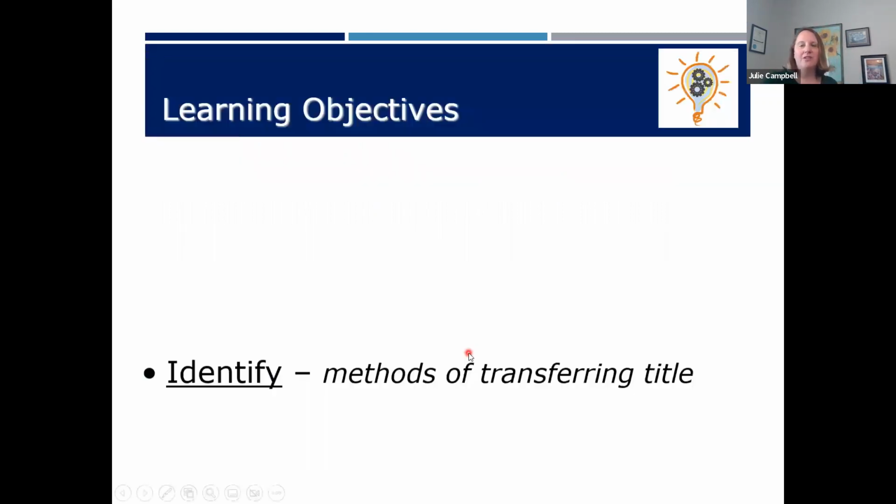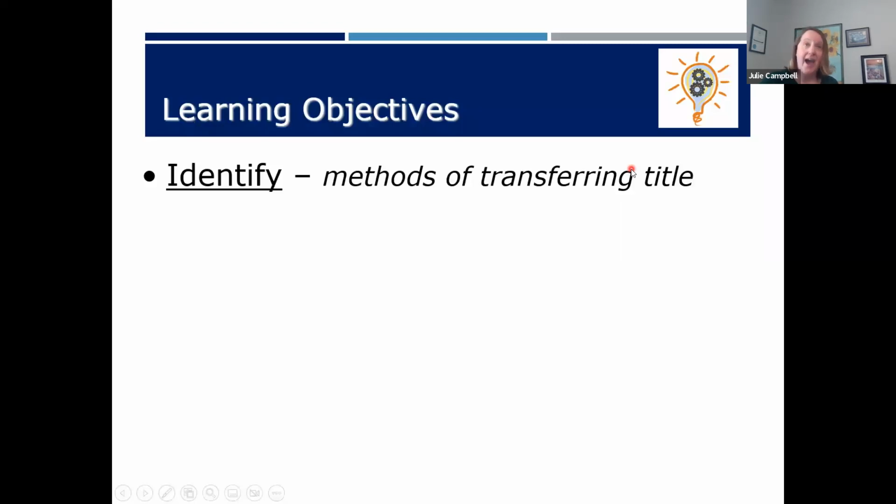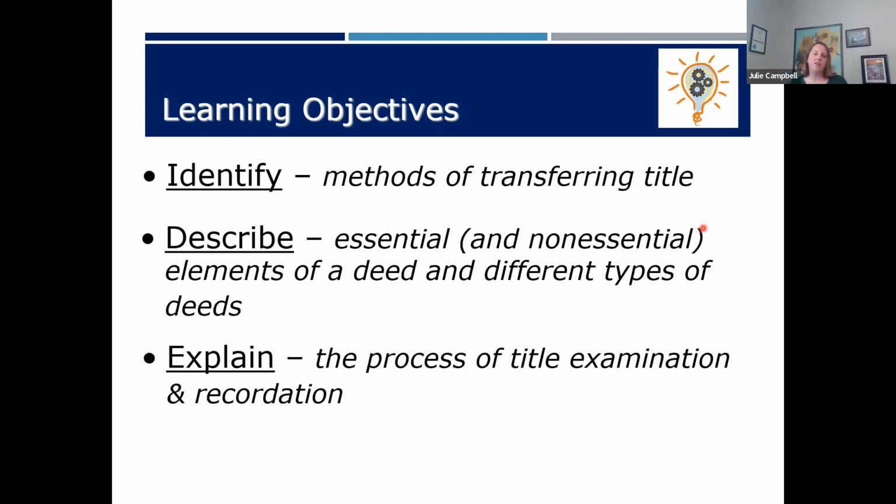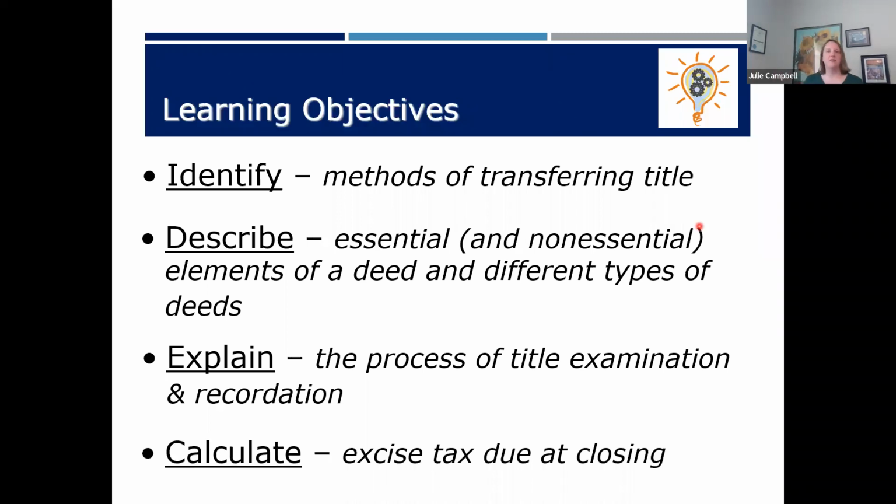So in unit 5, we're going to talk about the different methods of transferring title, how a homeowner can transfer title to somebody else. We're going to talk about deeds. I don't just have one type of deed. That would be too boring, wouldn't it? We got several different types of deeds. And we're going to talk about the things that are considered essential and non-essential pieces of the deed. What is required? We're going to explain the attorney's process, their title examination. We're going to talk about recordation. There is a little bit of math at the end of unit 5. One quick little formula, nothing to get excited about.